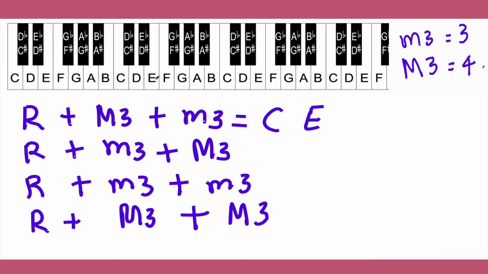All right. From E, it's a minor third. So let's go 1, 2, 3. That's a G. So what chord did we find? We found the major chord. All right, so that's the major chord.